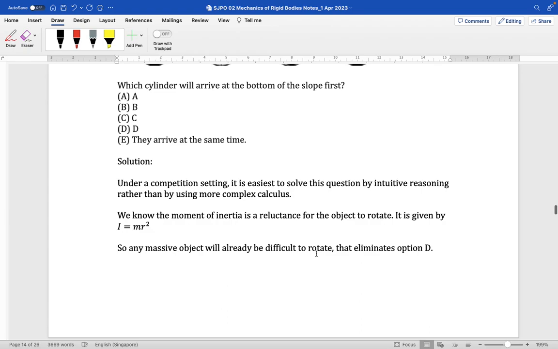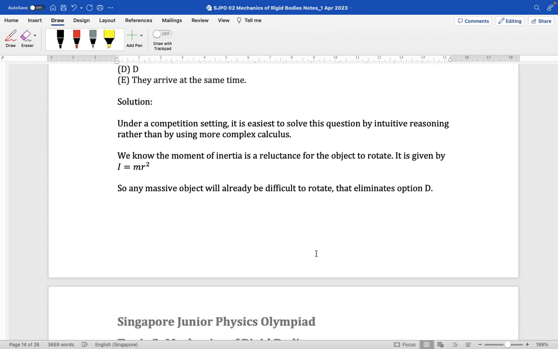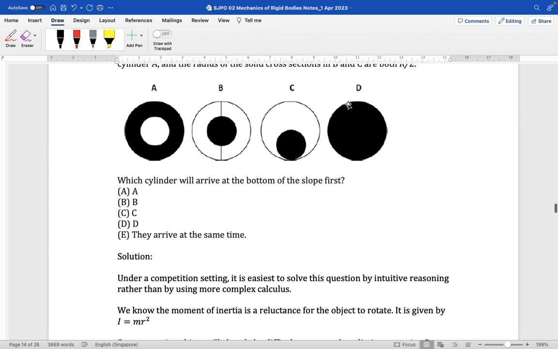Again, same thing, we will try to solve it by intuitive reasoning because you have quite a few MCQ questions to be solved within a certain amount of time. So by intuitive reasoning, rather than performing explicit integration, what we will do is to look at the moment of inertia I equals mr squared. Any massive object will have a very large m, so that immediately eliminates option D from your choices.